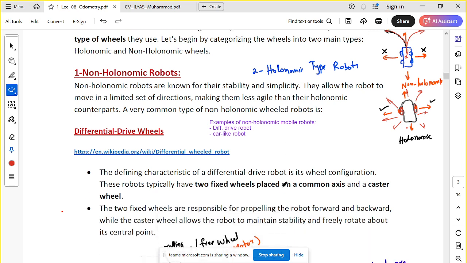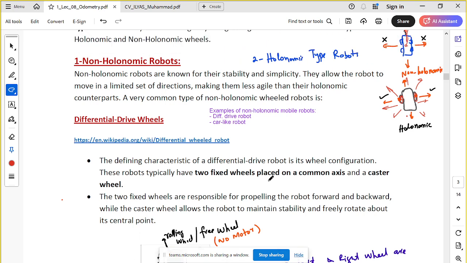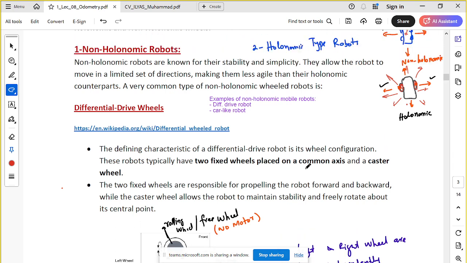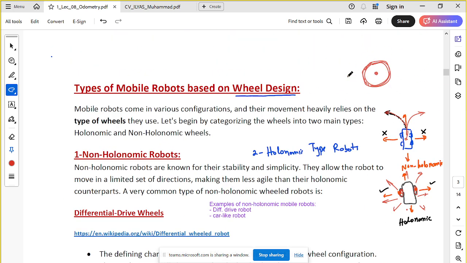Differential drive is a type of non-holonomic robot, because with this common type of wheels, you cannot move left and right. Similarly, like your car and like the differential drive robot you see in your labs, the Arduino car, we cannot move instantly to the left or right. So this is an example of non-holonomic mobile robots.